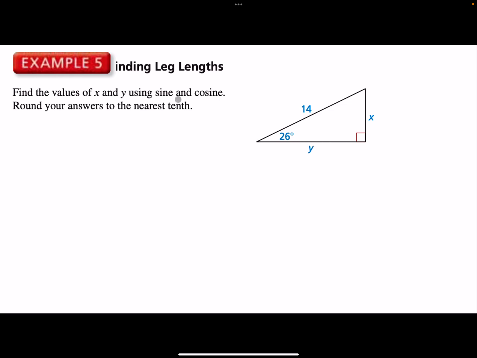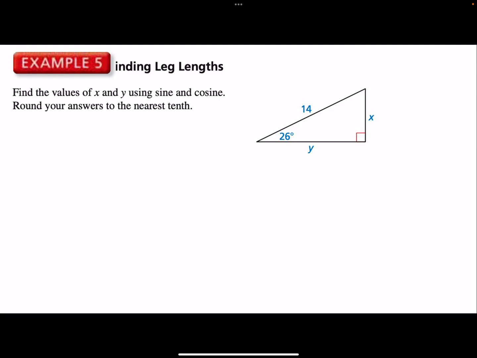So, sine and cosine, they're both going to need the hypotenuse. Sine is going to need the opposite over the hypotenuse, and the cosine of 26 is going to need the adjacent over the hypotenuse. So let's do our sine first.